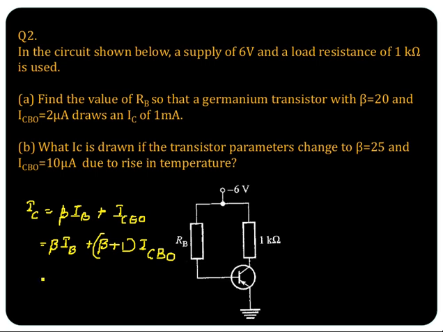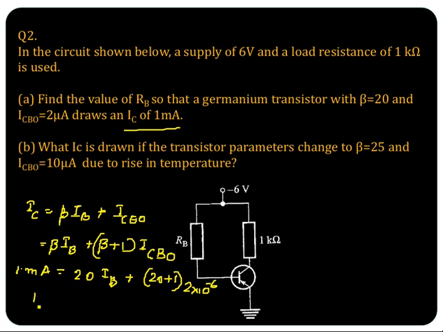So this IC is given as 1 milliampere in the first part of the question. It draws an IC of 1 milliampere. This is equal to, what is the beta in the question? 20. So 20 times IB plus 20 plus 1 into, what is ICBO given? 2 microampere, 2 into 10 raised to minus 6.